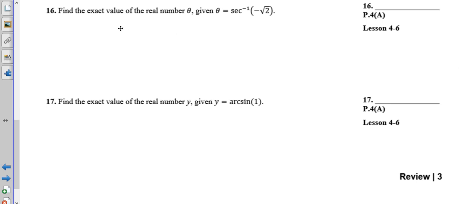Find the exact value of the real number theta given theta equals secant inverse of negative square root of 2. First question for you is we've got to determine where this value comes from. Well, this is the same thing as the square root of 2 over 1.